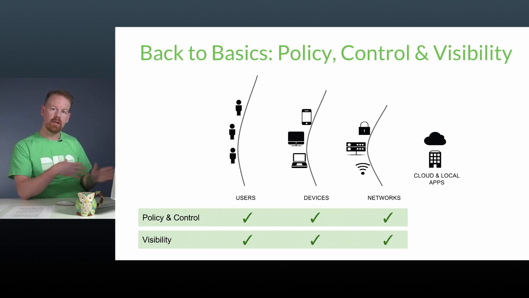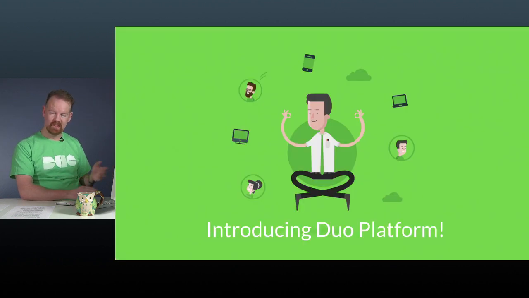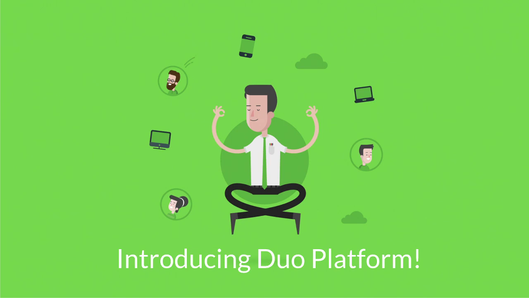And we're going to take all of that information and give it to you in the form so that you can create policy around who can access what applications, from where, under what circumstances, and then the automated enforcement around those particular rules. And we call that Duo Platform. Duo Platform is all about giving control from any device for any user to any application.